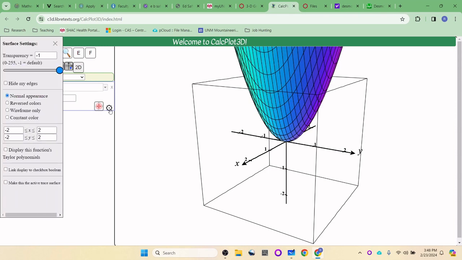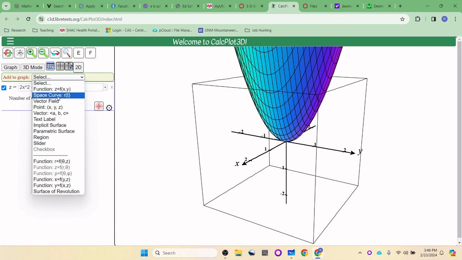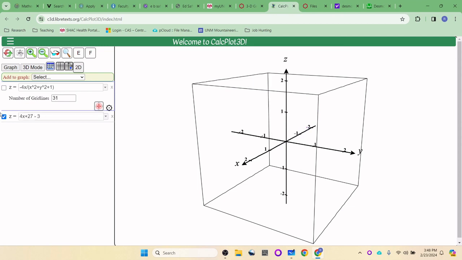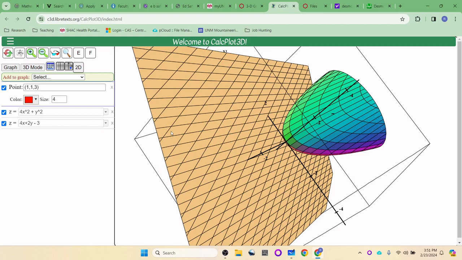And let me check the range. It was 1, 1, 3, so that should... All right, let's add in a second function, which will be the plane, 4x plus 2y minus 3. Oh, what the heck? 2y. Excuse me, typo. So I use the zoom out button to, well, zoom out.